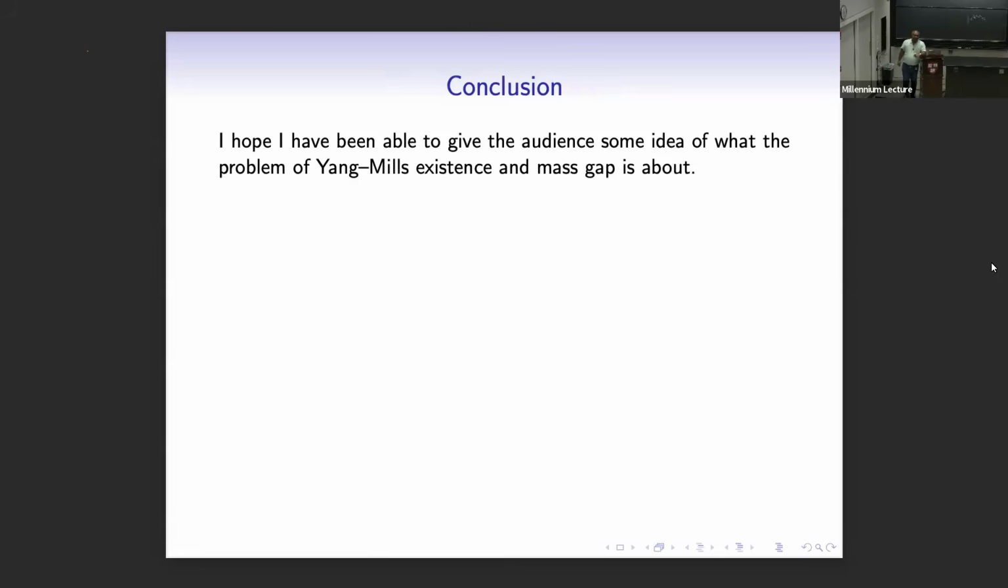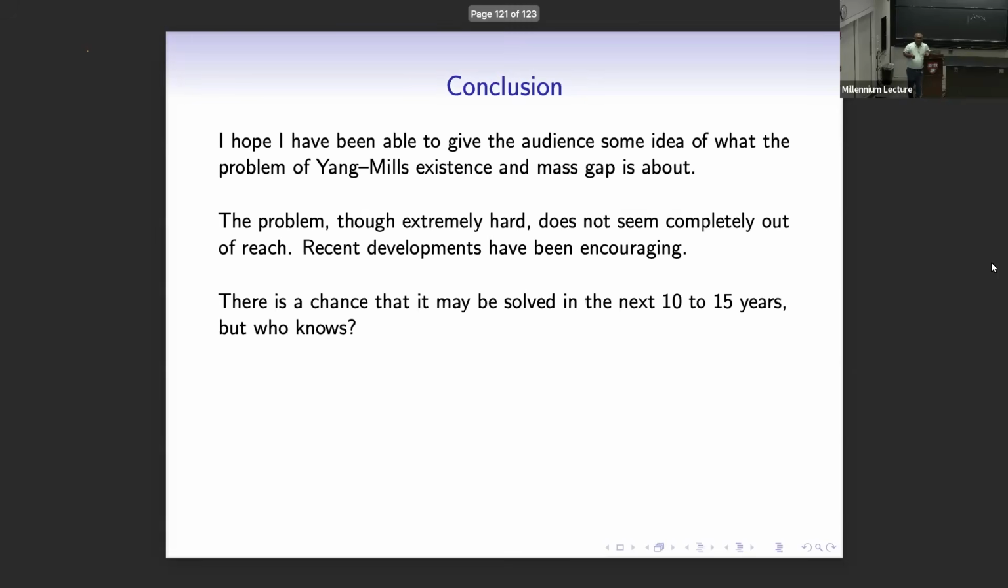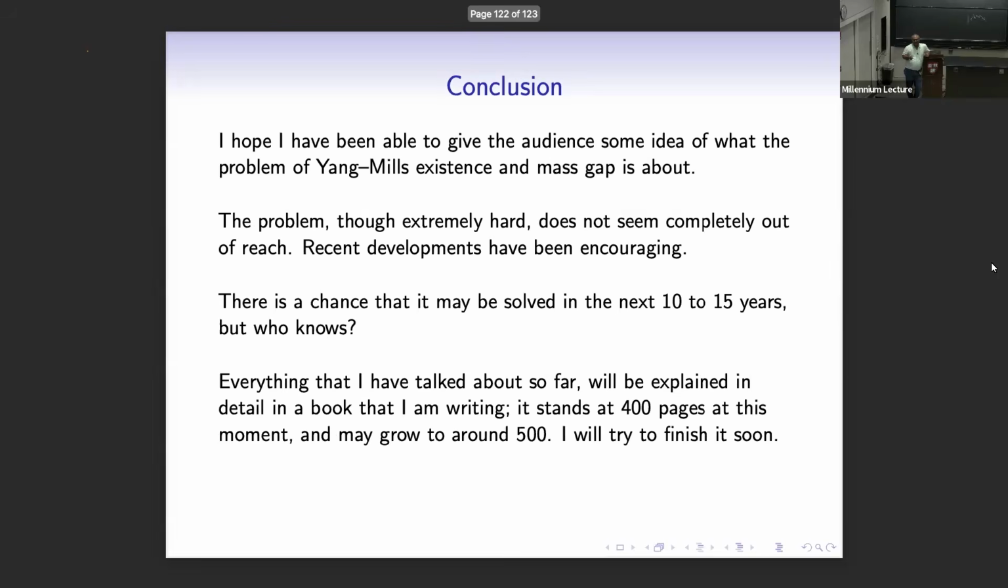Okay, so here is a conclusion. I hope I gave some idea about what the problem is and what needs to be done. As I said, it's an extremely hard problem. It does not seem to be completely out of reach. It seems like one can make progress. There is a chance it may be solved in the next 10 to 15 years. That's my forecast. Okay, but I don't know.